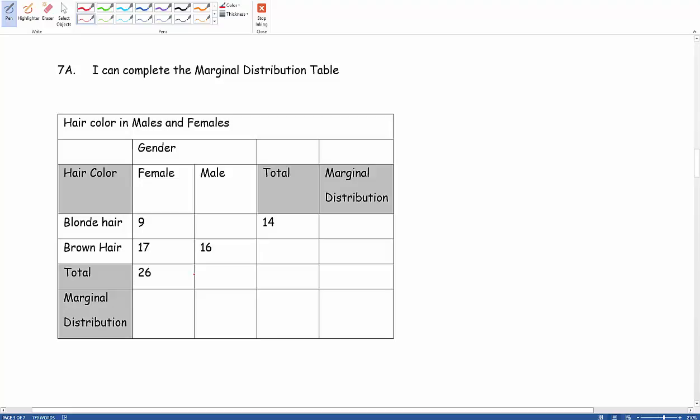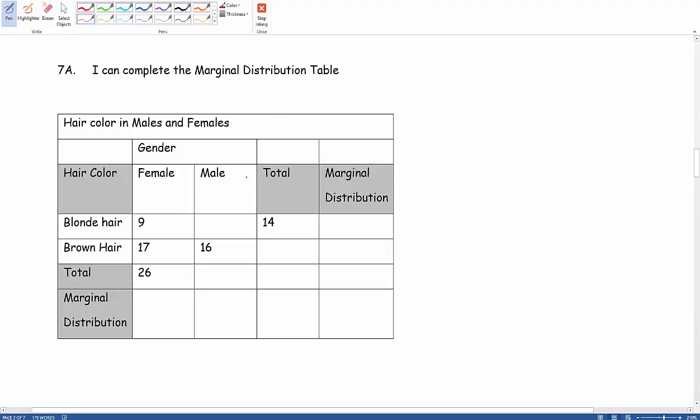Now, there is some information to help us out in identifying what some of these missing blanks are. The fun thing about marginal distribution tables, or these two-way tables, is that they work a lot like those Sudoku games. So if you've ever played one of those, it's very similar to that kind of idea here.